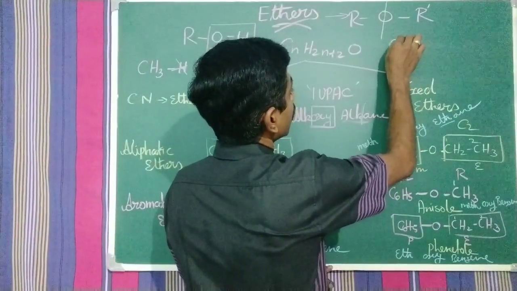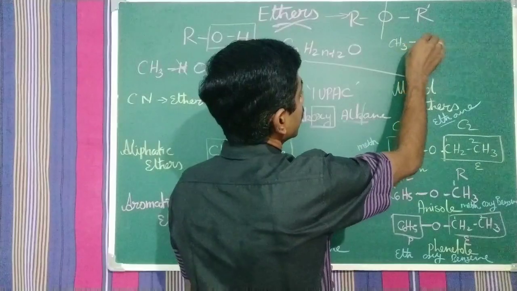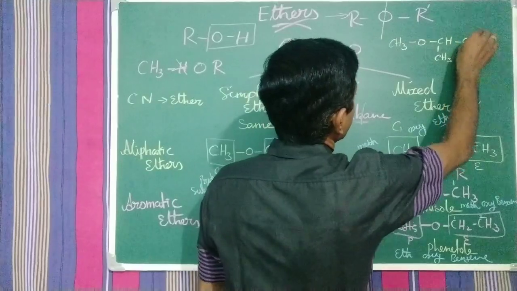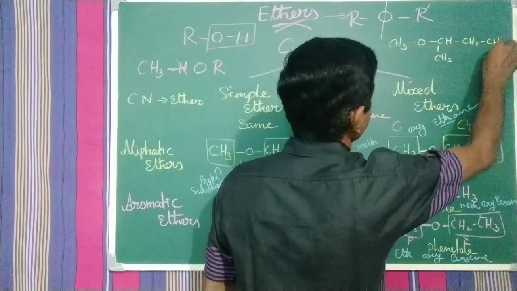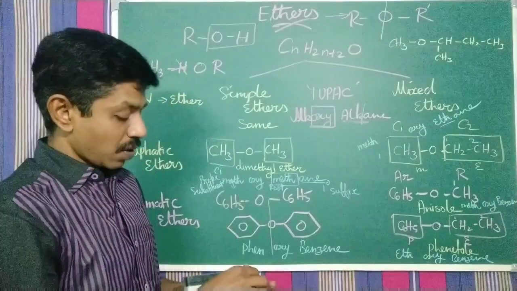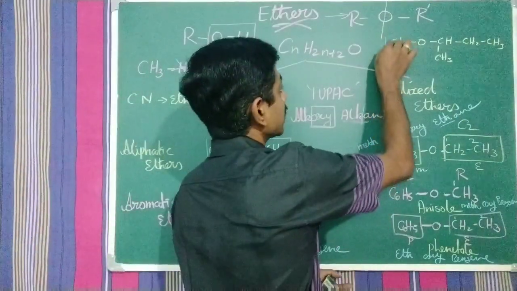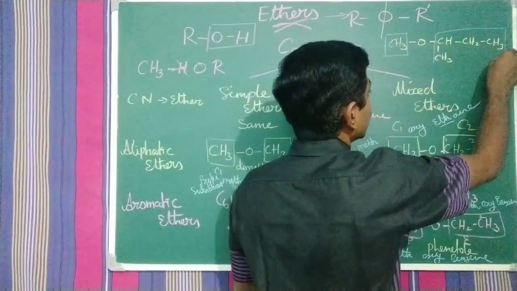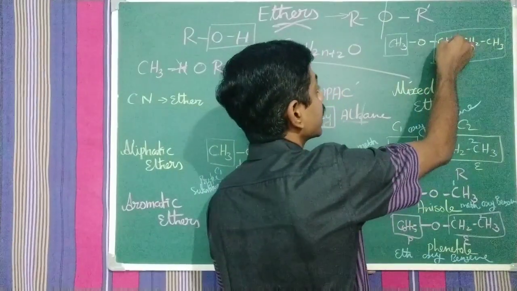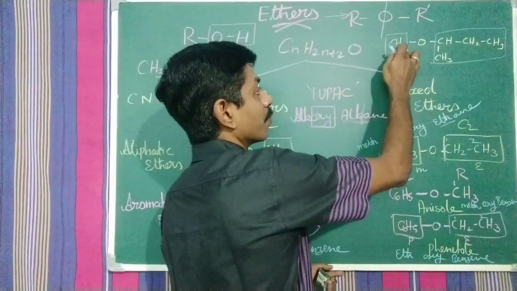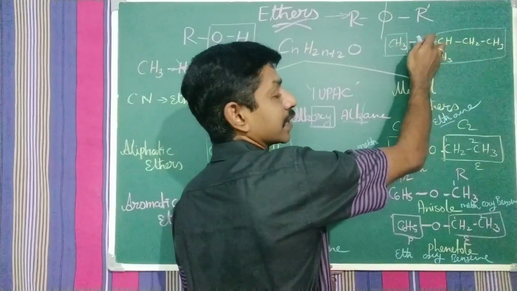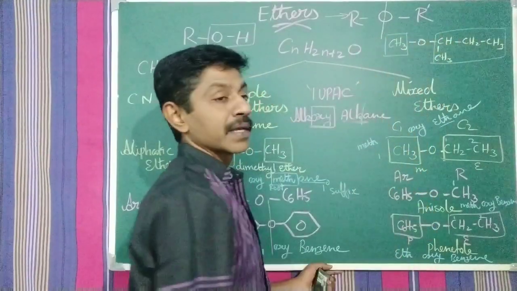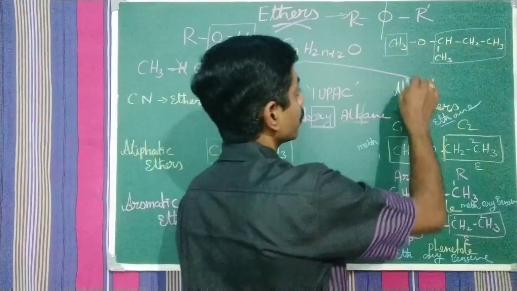Let me try a little complicated one. CH3O, CH, CH3, CH2 and CH3. This is one of the compounds where you can see one side is a methyl group, and the other side is secondary butyl. So methyl secondary butyl ether, alphabetically butyl first, so secondary butyl methyl ether is the common name. How to give the IUPAC name?